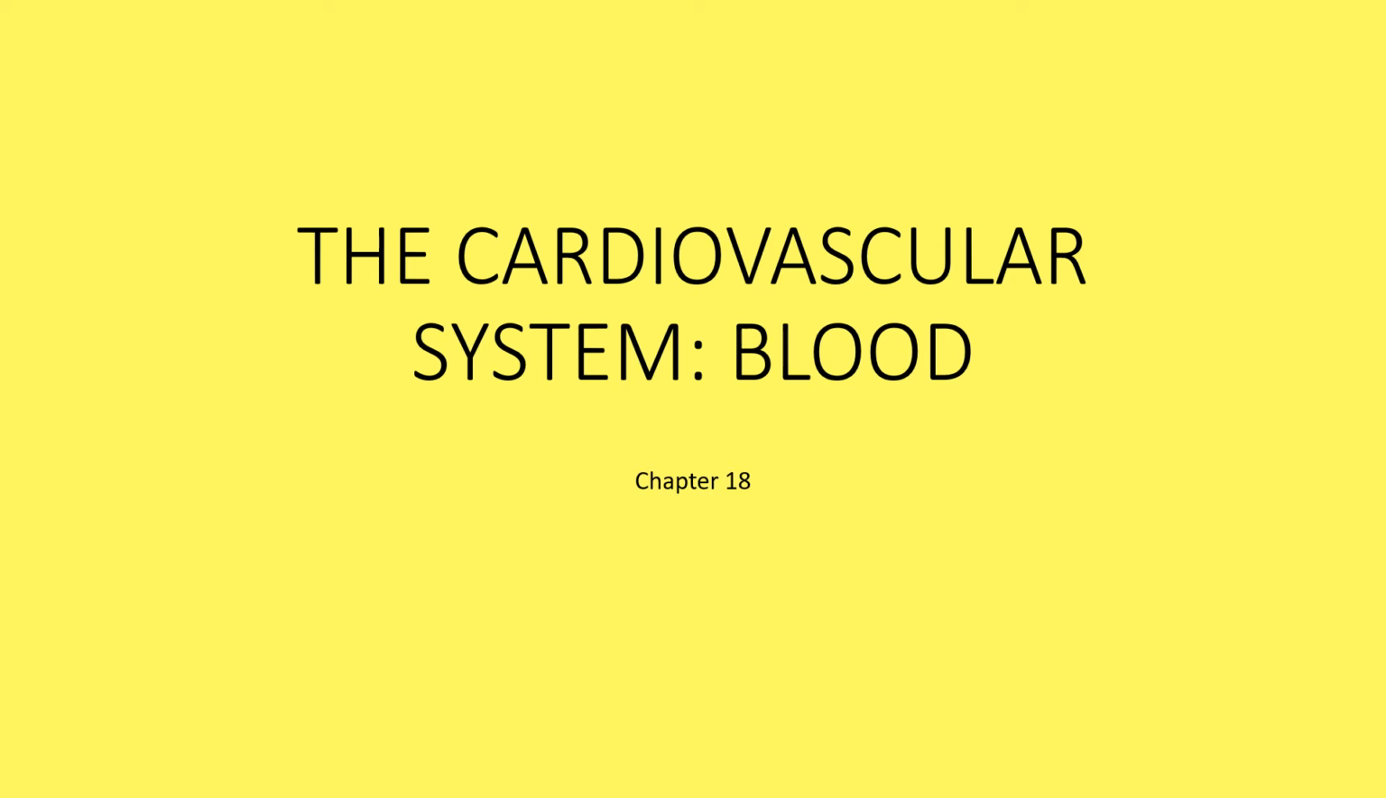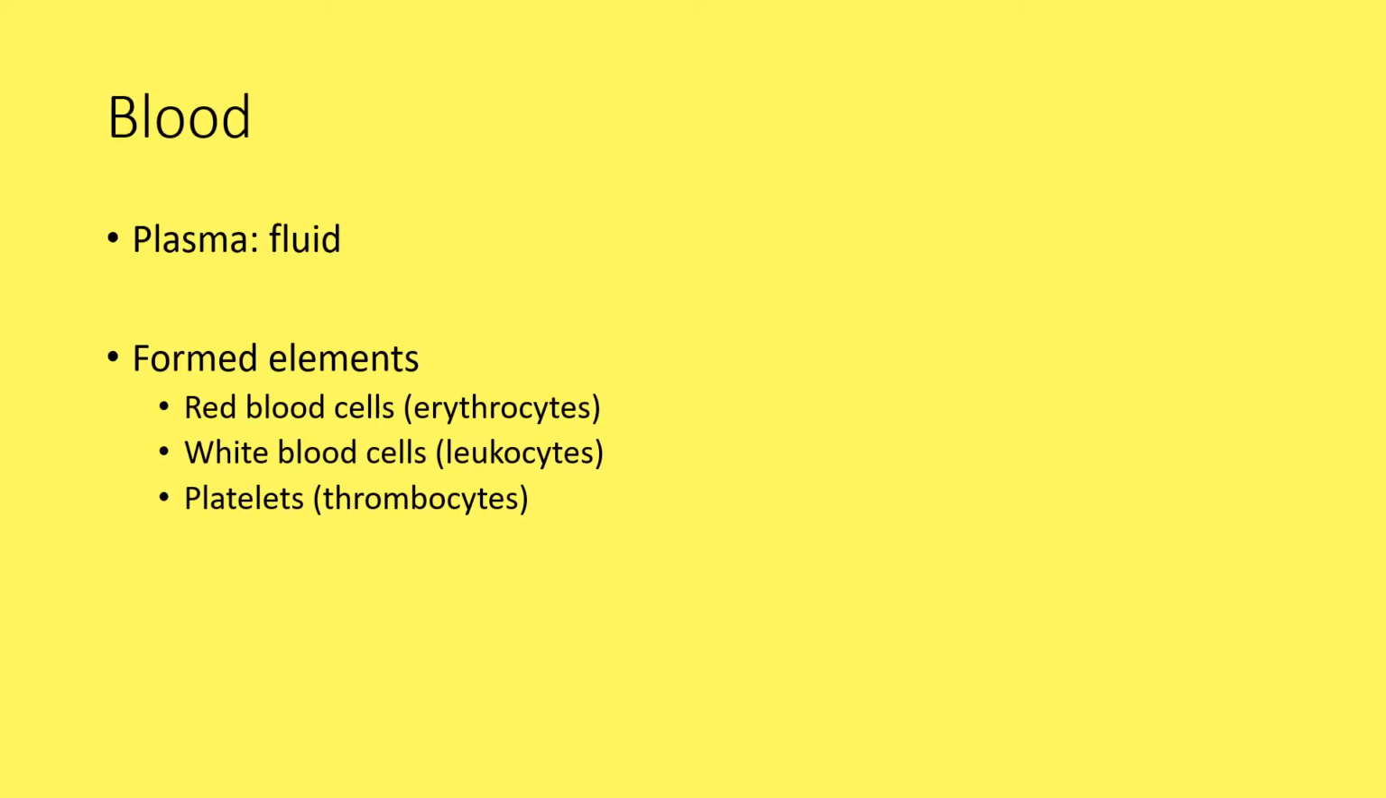This is chapter 18, which is the cardiovascular system, and specifically we're just looking at the blood and the components of the blood. So what makes up the blood? Well, you've got the fluid portion, which is the plasma, and then you have the formed elements.